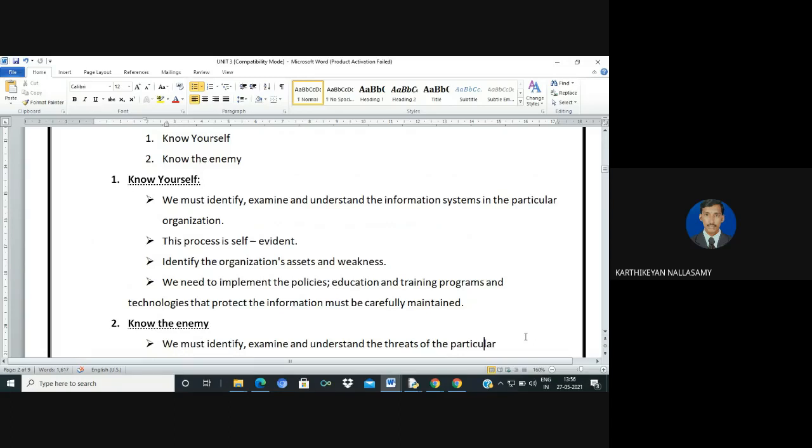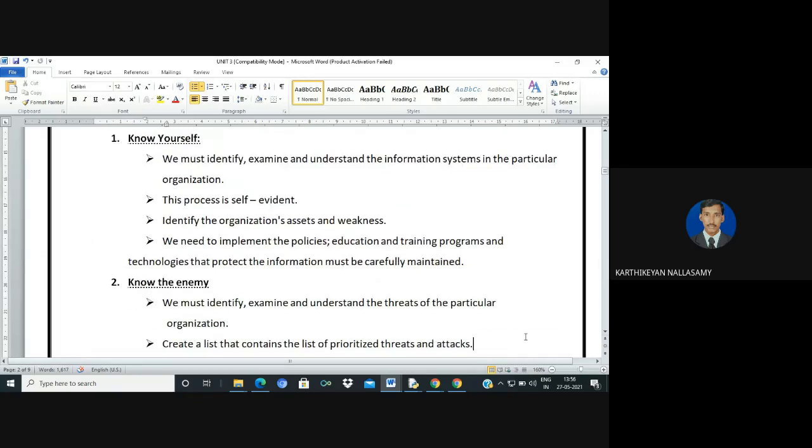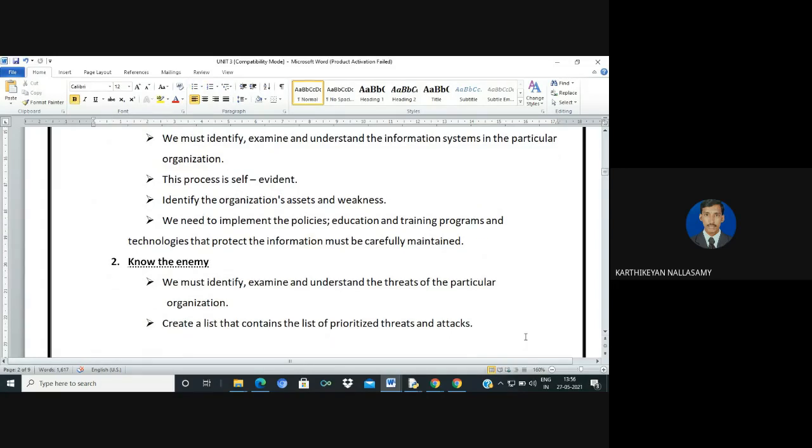The second one is know the enemy. Know yourself means the organization assesses itself. Know the enemy means we must identify, examine, and understand the threats to the particular organization. Normally we know that a threat is a constant danger to the organization's information. Once you examine them, you list out the threats you have, and based on that, the threats and attacks that are possible, and prioritize those risks and attacks.